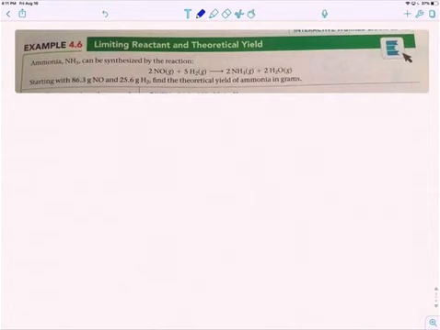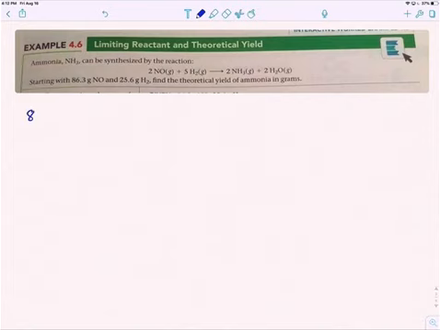But let's look at this. Ammonia can be synthesized by this reaction: 2 nitrogen monoxide plus 5 hydrogens makes 2 ammonias and 2 waters. So what is the theoretical yield if we start with 86.3 grams of nitrogen monoxide and 25.6 grams of hydrogen? How much can we make? Well, this is one thing: just looking at this, you don't know what the limiting reagent is. Let's go ahead and look at this.